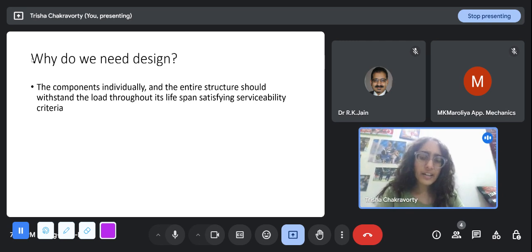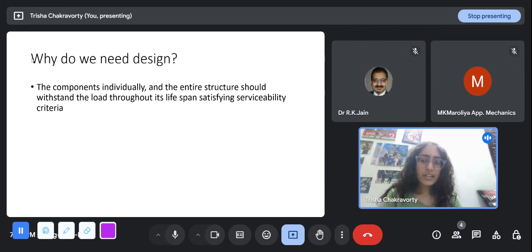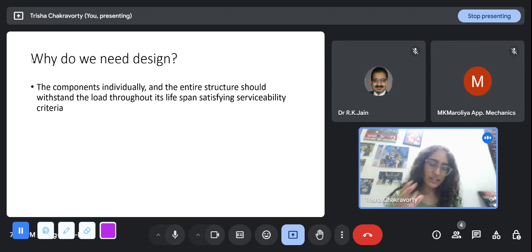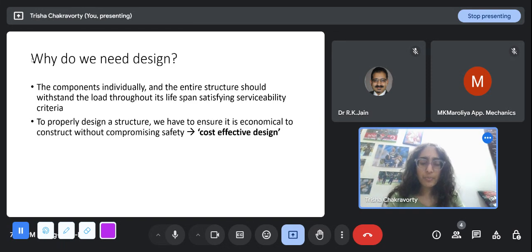The serviceability criteria have to do with deflection, and withstanding the load throughout its lifespan means it should not collapse. So that is the collapse criteria. There are two criteria which we design a structure against: the collapse criteria and the serviceability criteria. And to properly design a structure, we have to ensure that it is economical to construct without compromising safety.